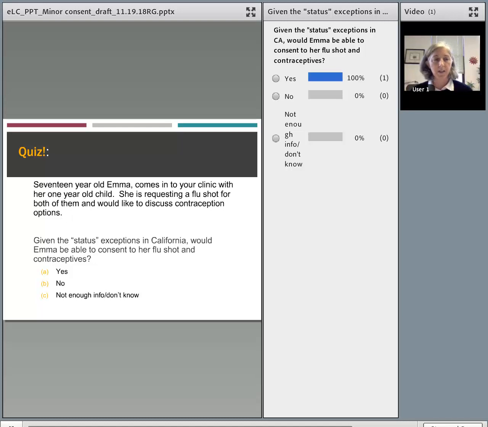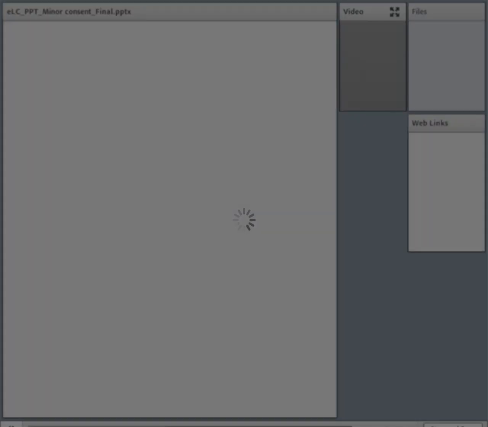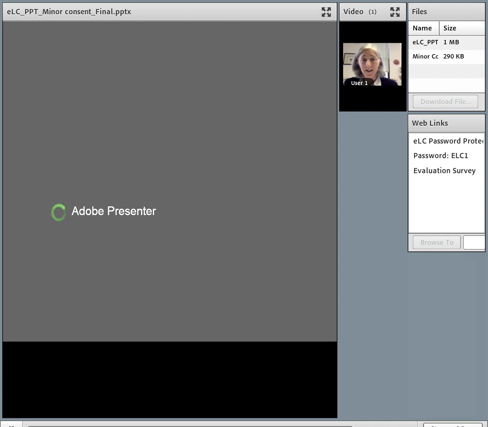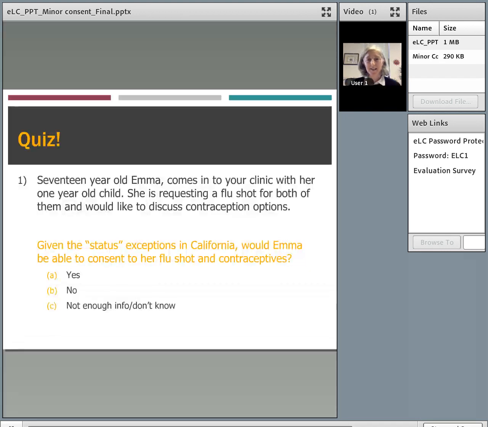So emancipation or 15 and older, living apart from family, managing own financial affairs. The answer in this case is we need more information. Status exceptions, as we said, are: is Emma married or divorced? Is she in the armed forces? Has she been emancipated by a court? Or is she 15 or older, living apart from her parents and managing her own financial affairs?